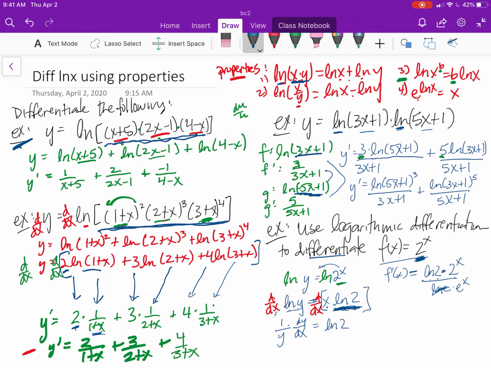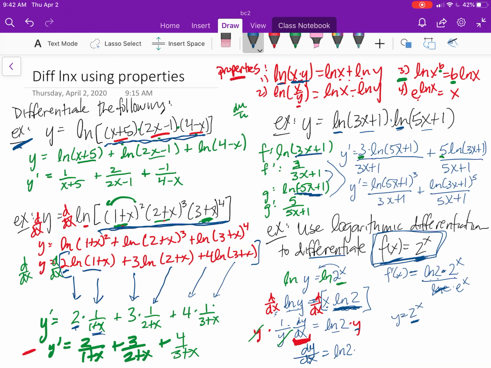And what's our goal? Our goal was to find the derivative, find dy/dx. So therefore I want to isolate this. Well, I have 1 over y. Multiply by y on both sides to get rid of it. Now we only have dy/dx equals ln 2 times y. Well, I want x, I don't want y, but if we look at the original problem, we said y is 2 to the x, right? f of x is 2 to the x, so y is 2 to the x. So I'm going to plug 2 to the x back in for y.